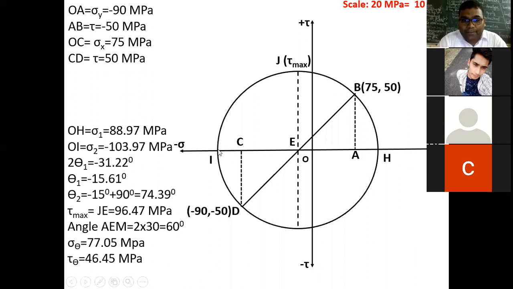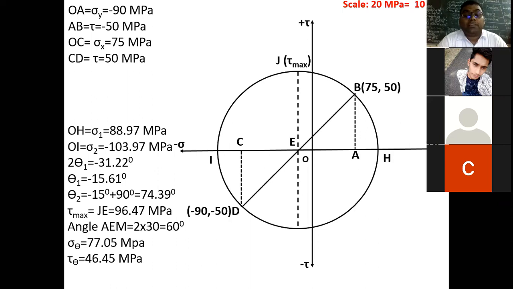Now you measure, dear students, this sigma 2, from O to I. This O to I is approximately more than 5, 5.1 or 5.2, approximately. Then multiply by the 20, you will get minus 103.97 megapascal as sigma 2.